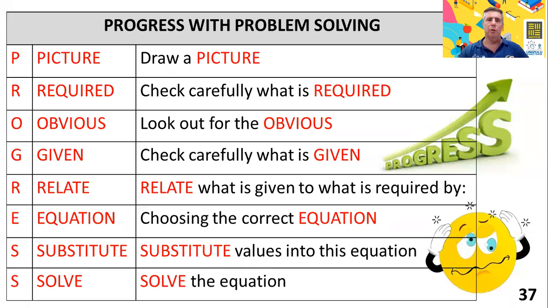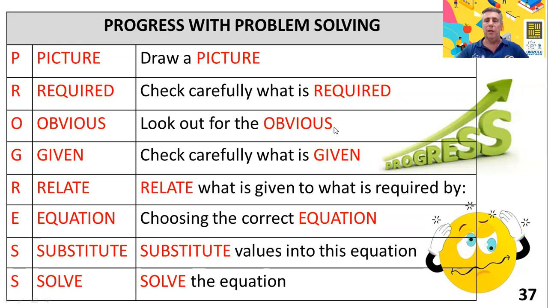So first of all, P stands for picture. Draw a picture if it helps. Quite often that picture is given on the exam paper. Don't redraw it, just add to it. Secondly, R, check carefully what is required. Sometimes it's not quite obvious. They might say how long when they want a time, or how far when they want a distance. O, look out for the obvious.